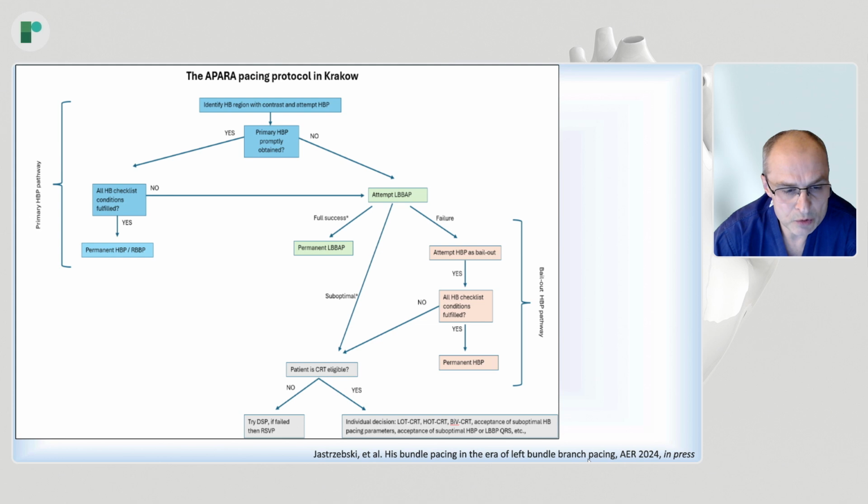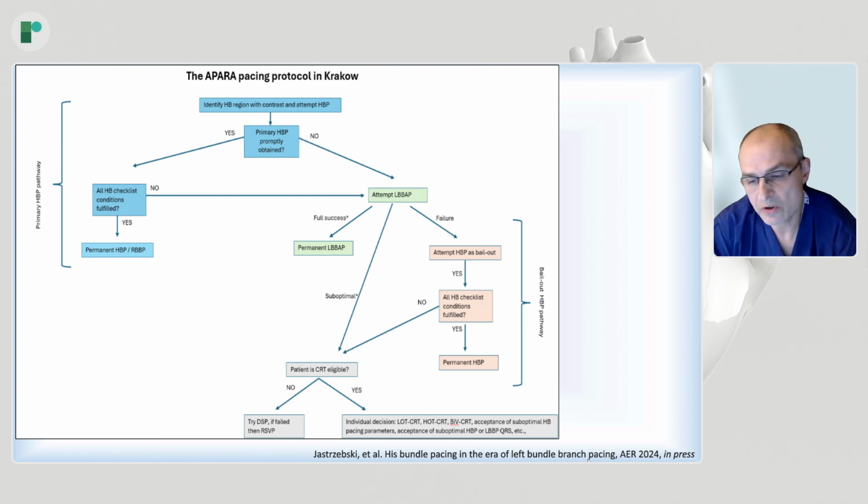But looking at the APARA, what we had here, we went to the primary His bundle pathway, but then the checklist conditions were not fulfilled. So the arrow leads us to attempt left bundle branch area pacing, and this was done and was successful. And then we reassessed the His bundle position because of the current of injury, and the threshold improved. So I finally kept both His and left bundle. But if I had only one of them to choose, probably I would choose His bundle in this situation.